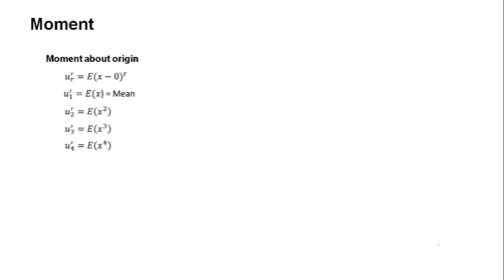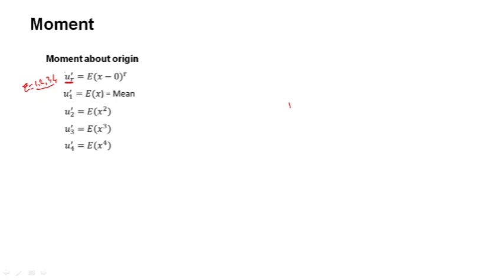So let's see the moment about the origin. This is the formula that is used for calculation of the moment about the origin. The notation or symbol used for the moment about the origin is mu dash. Here r is the rth moment, that is the first, second, third, and fourth. So this is the meaning of the r. In our examples, the r will vary from 1, 2, 3, and 4. So we are going to consider the first, second, third, and fourth moment.